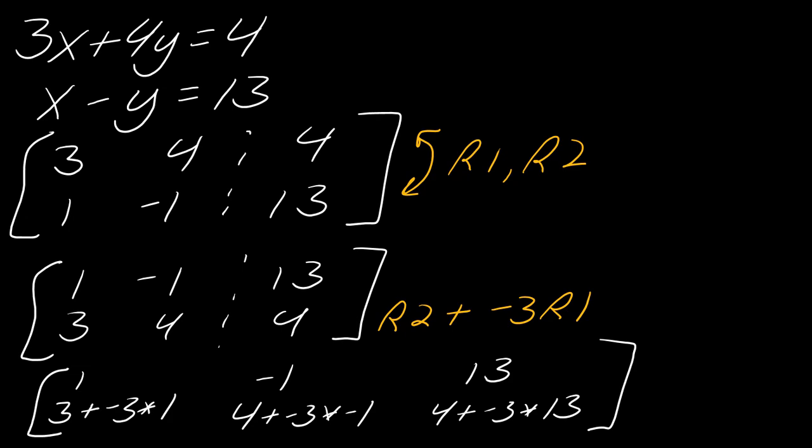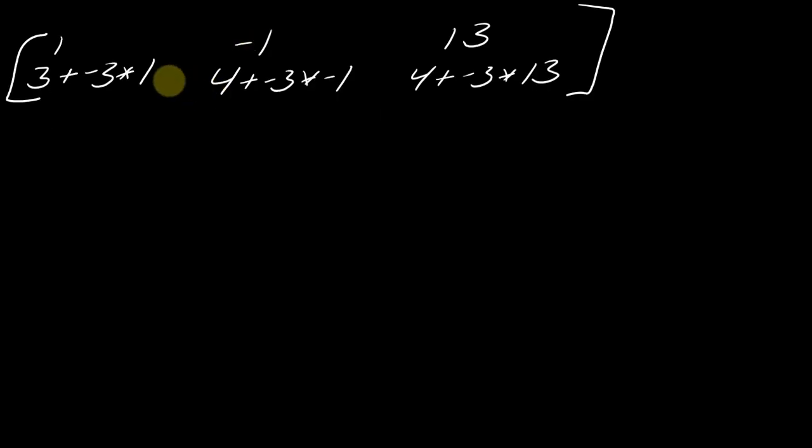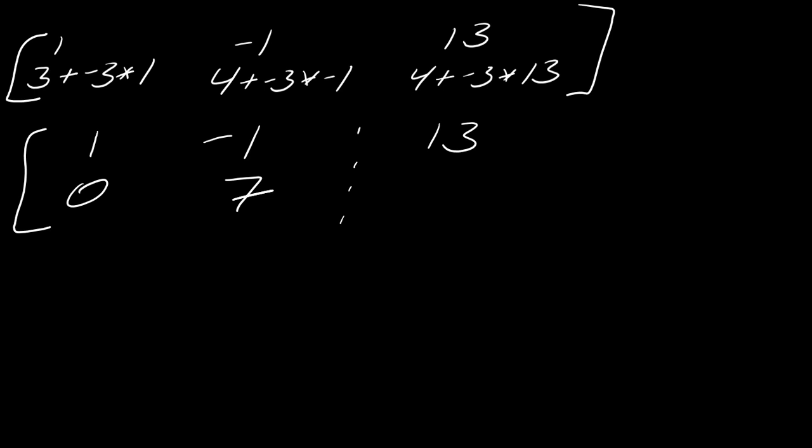So let's clear some space. I've got everything kind of crammed in there, but now I can go ahead and just write out what happens with these operations. So here I get a 0. Nothing happens to the top row, so I'll just note that. This becomes 4 plus 3, so this is 7. And then 4 plus -3 times 13, so this is going to come out to -35.